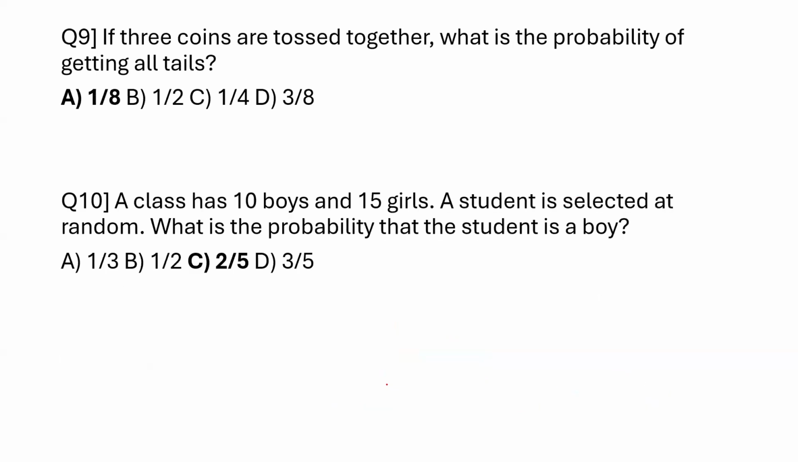Next is, if 3 coins are tossed together, what is the probability of getting all tails? We have already done a similar problem. So for tails you can expect only T T T, only one possibility. How many total possibilities are there? 8. Please solve this question. A class has 10 boys and 15 girls. A student is selected at random. What is the probability that the student is a boy? How many boys are there? 10. How many total students are there? 25.